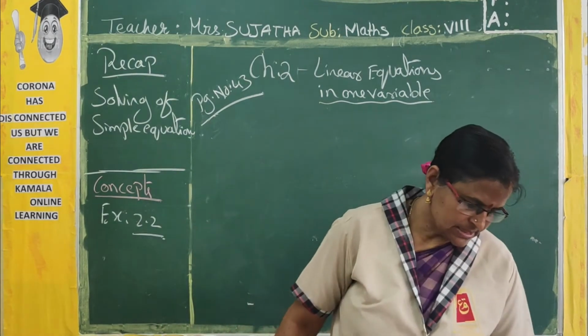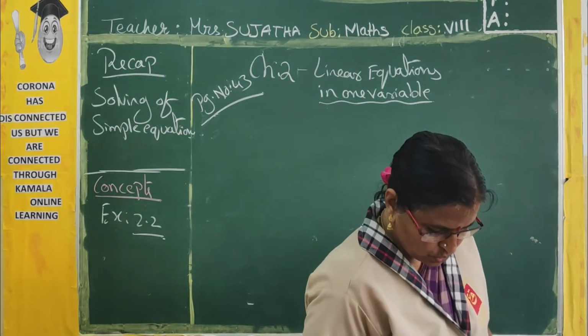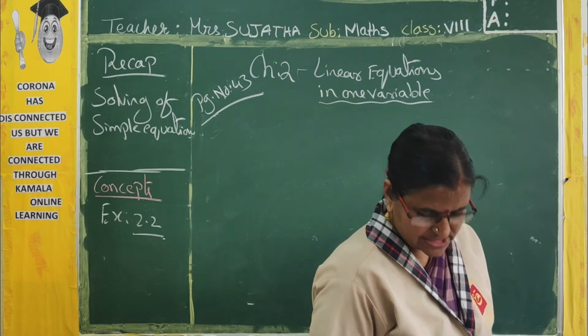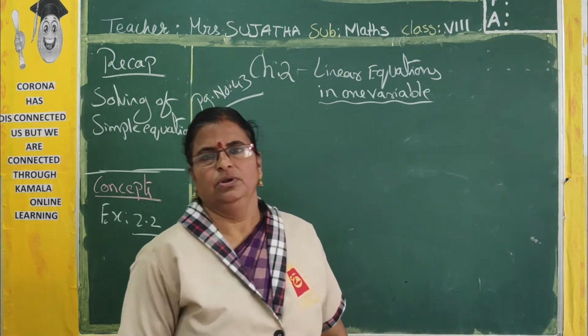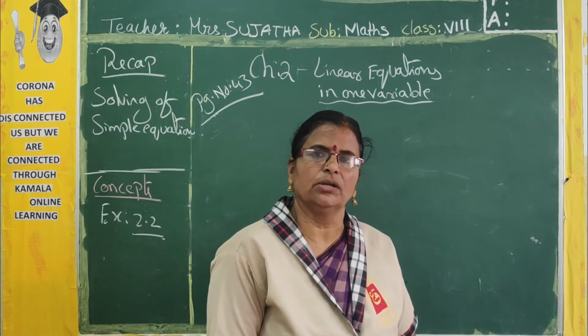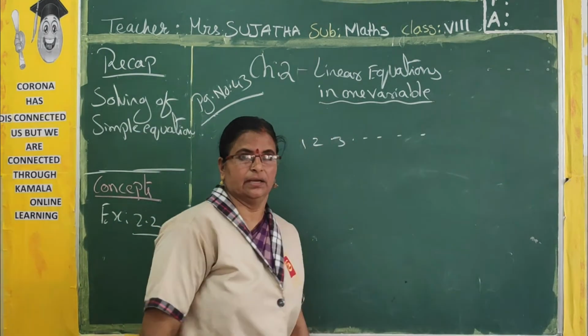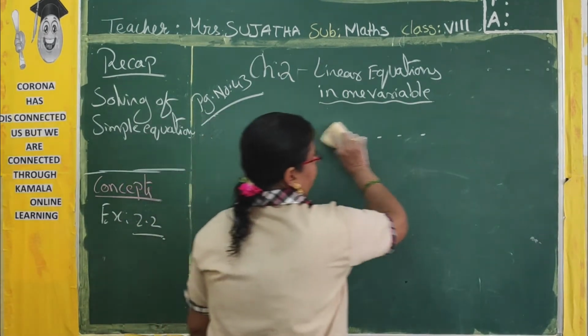Fourth sum, the sum of two consecutive odd numbers. The sum of two consecutive odd numbers is 56. Find the numbers. What is meant by consecutive? Consecutive means side by side numbers, like 1, 2, 3, 4. Side by side numbers are called consecutive numbers.